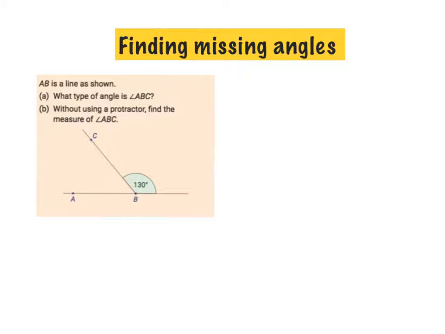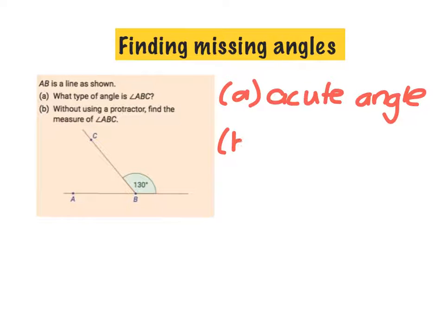Okay, so this is going back on the work on angles that you did with Ija Reid. So we can see that ABC is less than 90, because 90 would be here. So we know that ABC is an acute angle. Okay. Then part B, it says, without using a protractor, find the measure of ABC.